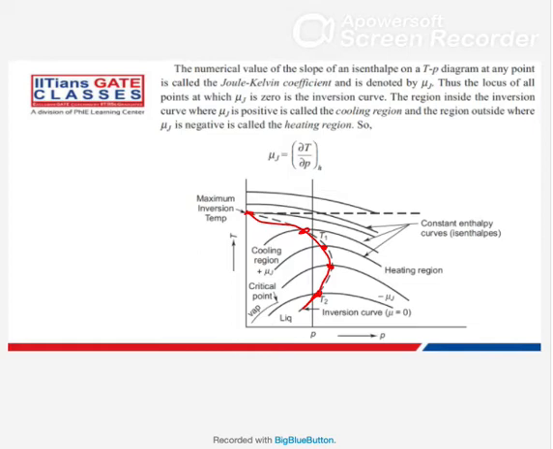Numericals also they will ask. What you will have to do is find this particular thing. Let me explain this. They have asked for the mu value, the Joule Kelvin coefficient, for any condition. They can give a pressure and temperature value, and they will ask you to calculate this one, mu j.